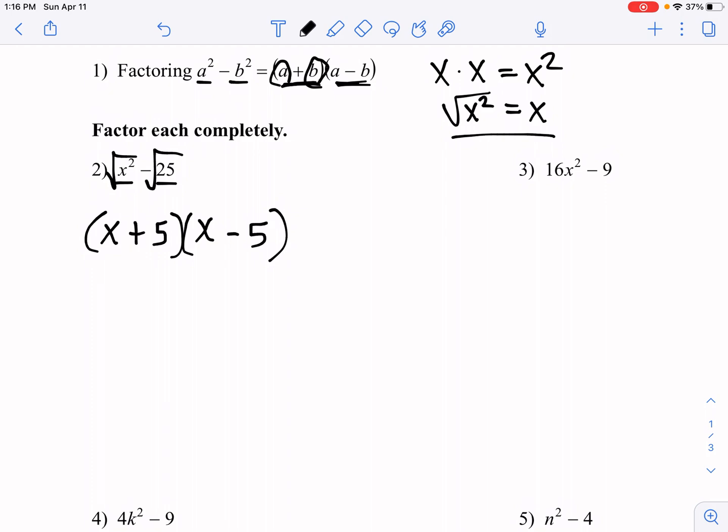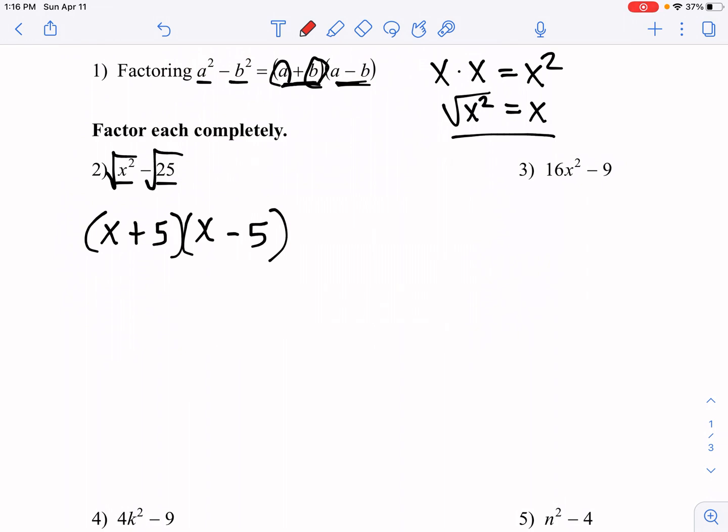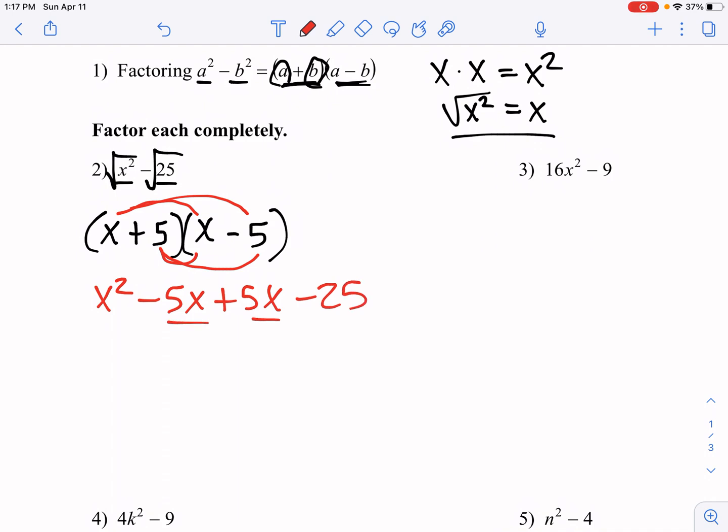Now, if you weren't sure, you could always FOIL this through and see that we would end up back where we started. If we FOIL this, x times x would give us x squared. x times the negative 5 gives us minus 5x. 5 times x gives us plus 5x. And then positive 5 times our negative 5 gives us minus 25. Then, of course, our middle terms, since we have a minus and a plus, cancel out. And we would get back to x squared minus 25.